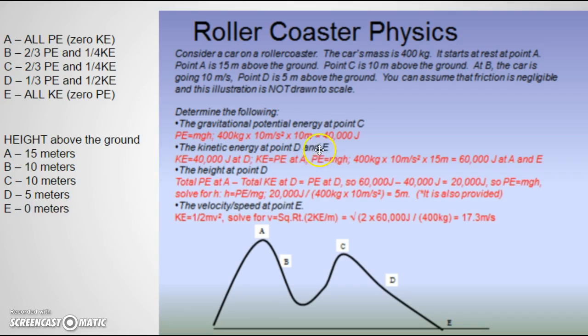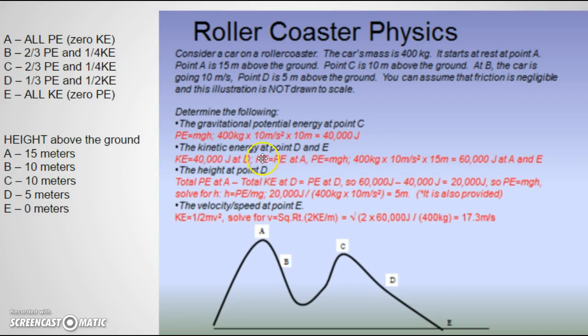The kinetic energy at points D and E. Notice, it has gone from A down 10 meters to reach D, and D is 5 meters above the ground, where at point E, it's fallen all the way down 15 meters. So we can solve for the kinetic energy at point D. It went from 15 meters above the ground, and it's now at 5 meters above the ground. So it lost 10 meters of height. We know that at 10 meters of height, it's got 40,000 joules of energy, right? So 40,000 joules at D.